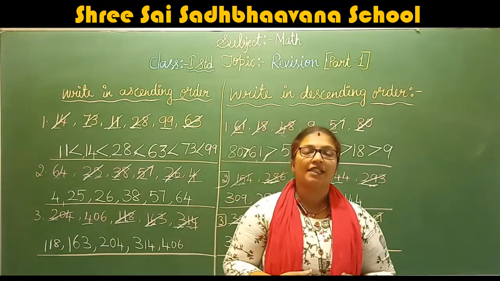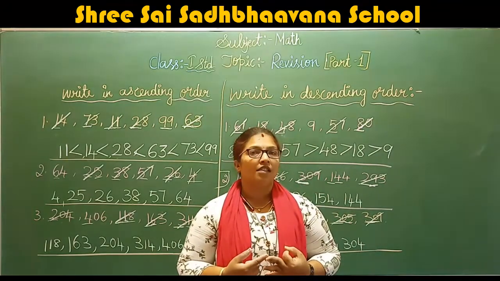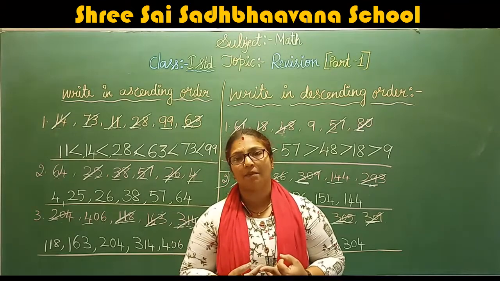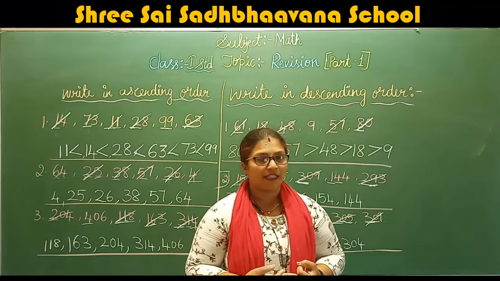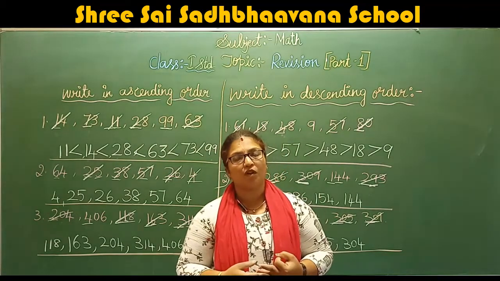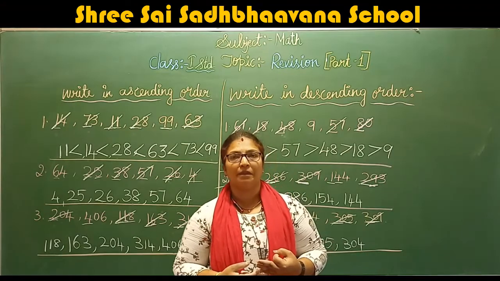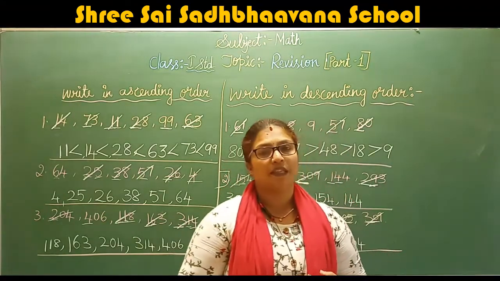Like that only, we follow the same in 3-digit numbers. We first see the hundreds place number. If the hundreds place numbers are the same, then we have to see the tens place number. If the tens place number is also the same, then we have to see the ones place number. So I hope you all understood the method.